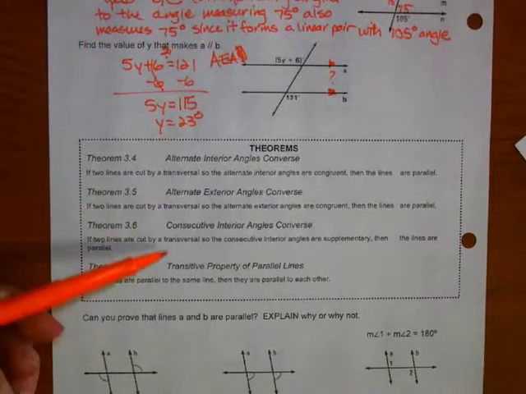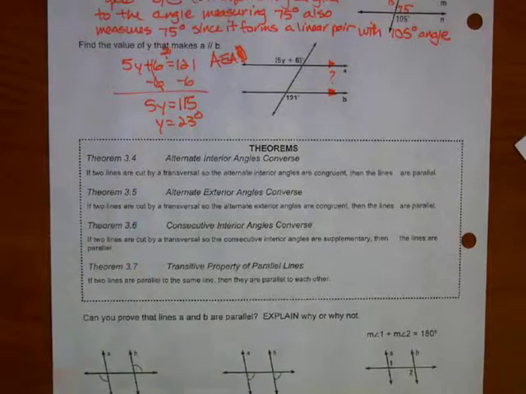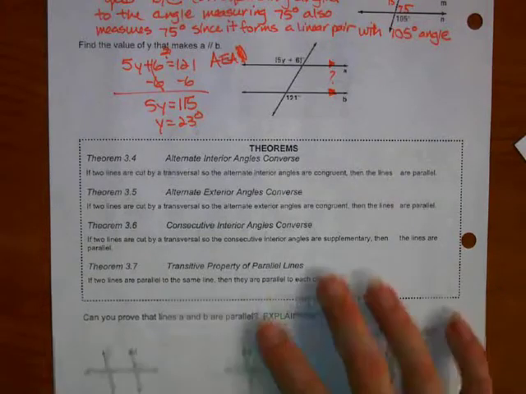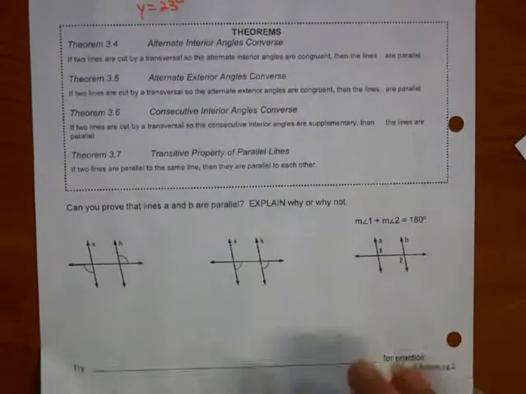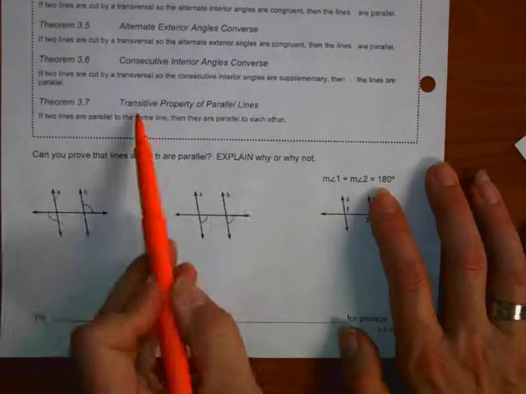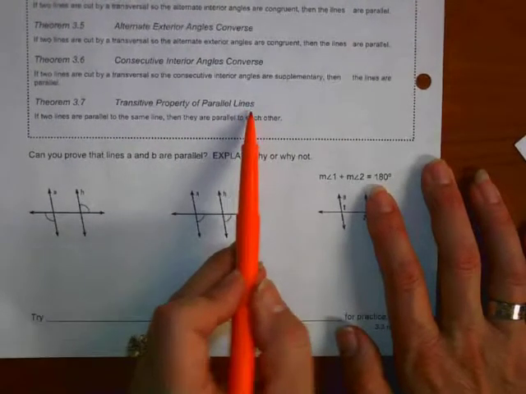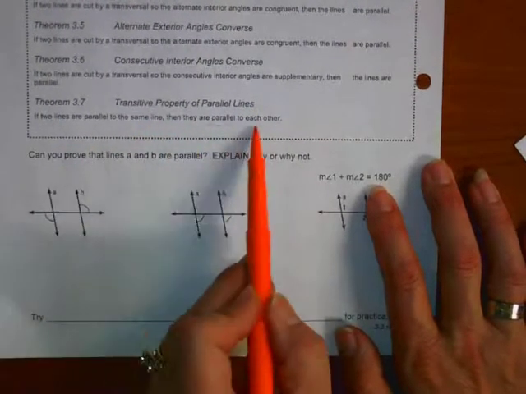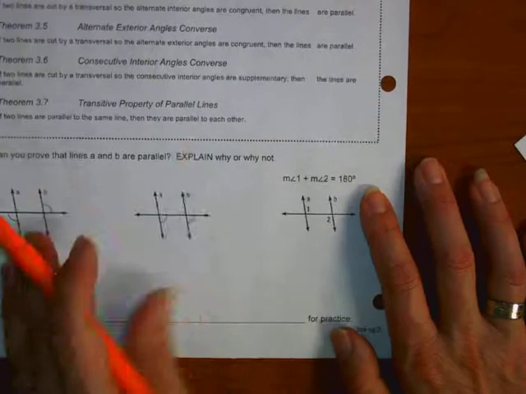And then I can use the converse. All of those that we learned, there's a converse for it. If you can prove they're congruent, then you can prove the lines are parallel. If you can prove the angles are congruent, then you can prove the lines are parallel. Here's the transitive property written out right here. Oh no, this is slightly different. Theorem 3.7. Transitive property of parallel lines. If two lines are parallel to the same line, then they are parallel to each other.